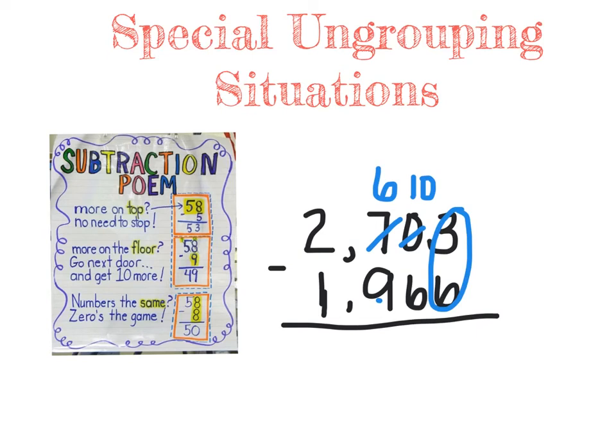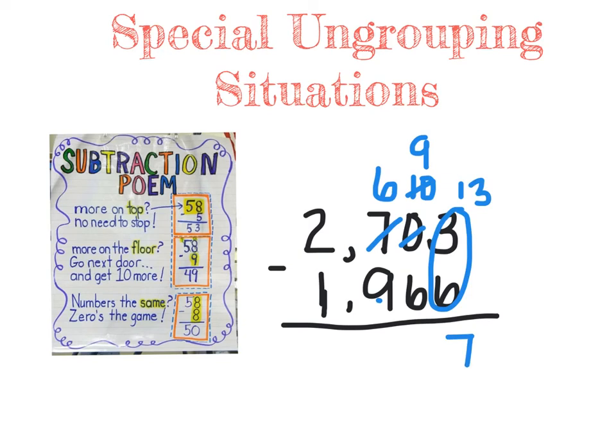So I'm going to ask myself again, is there more on the floor or more on top? There's more on the floor, so I still can't subtract, so I need to go next door and get 10 more. So now my 10 becomes a 9, and my 3 becomes a 13 because 3 plus 10 equals 13. So now I can subtract because there's more on top than there is on the floor. So 13 minus 6 equals 7.